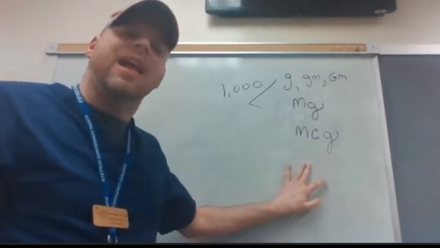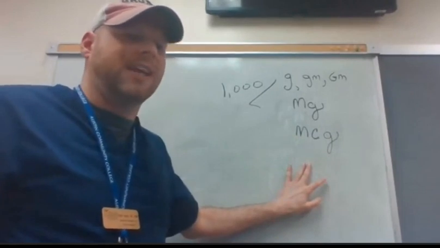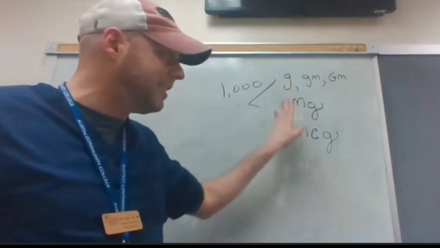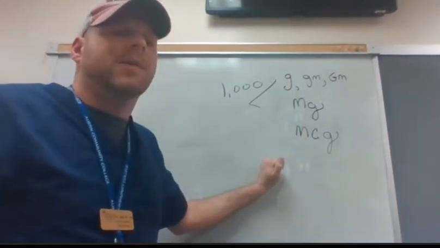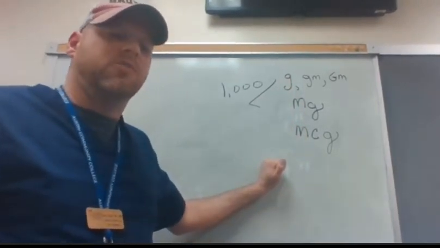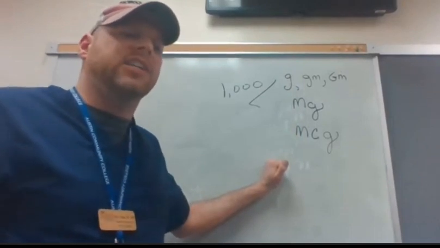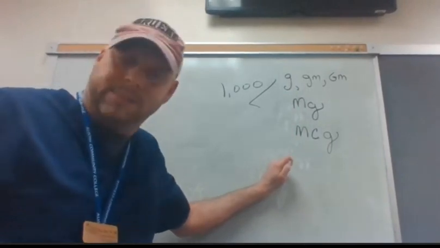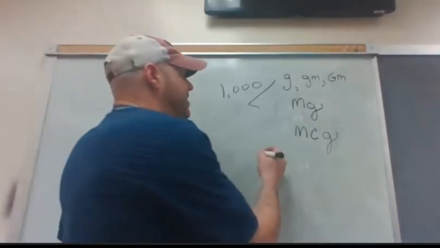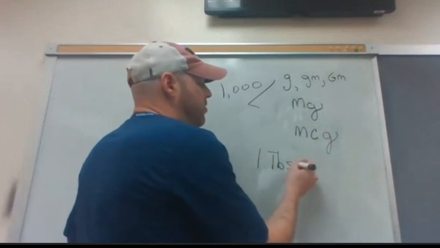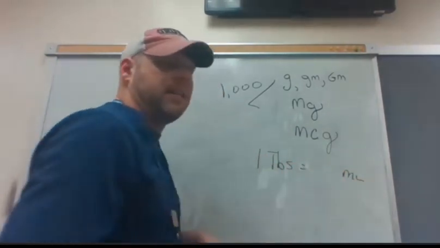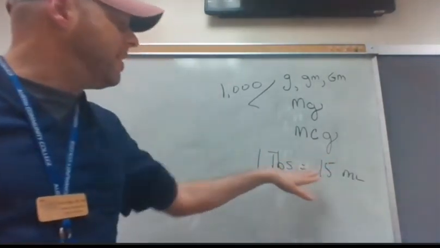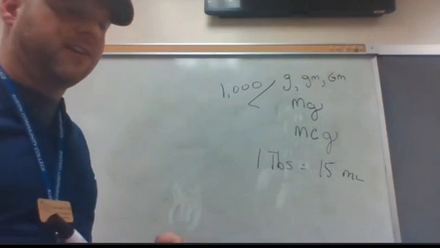Now, that will make sense when I do some problems on the board. I'm going to say, where do I put the 1,000? And always remember in your brain, it goes with the smallest number. Okay, some other numbers real quick that I want you to remember. Some medications are dispensed in tablespoons, okay? And we know 1 tablespoon is equal to how many milliliters? That is 15. So 1 tablespoon is 15 milliliters.